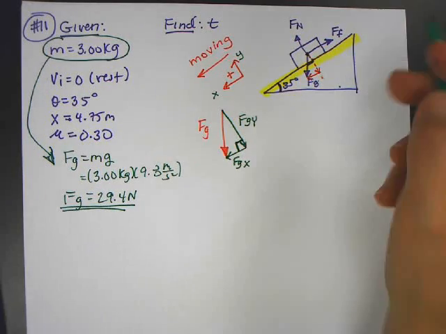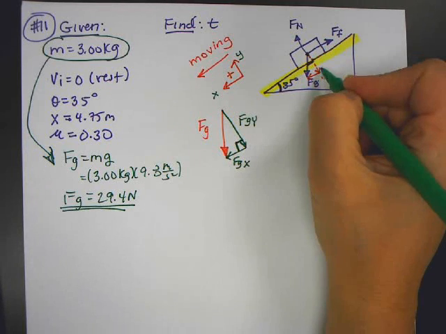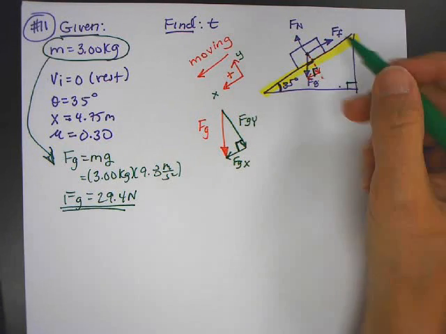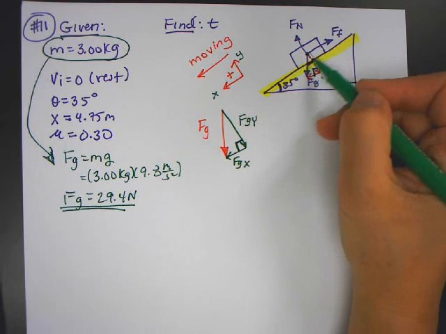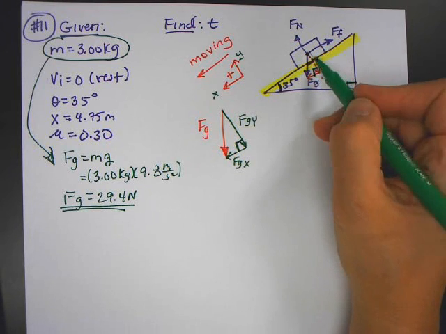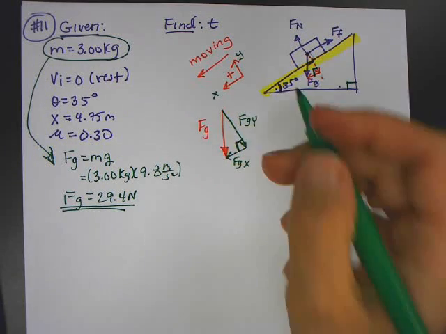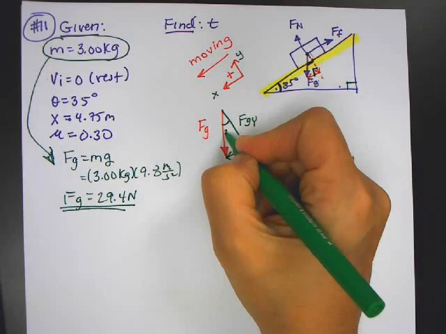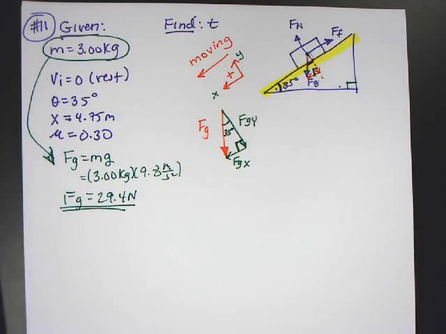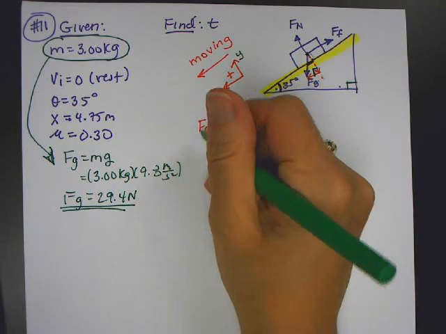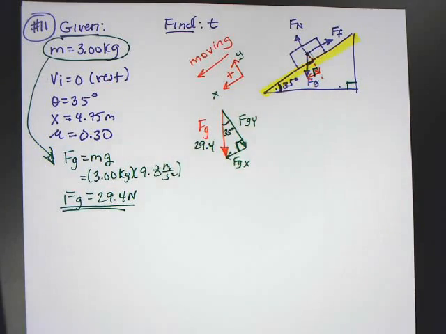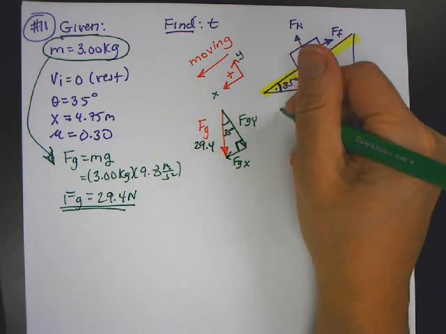These are similar triangles. Remember, this right angle here is similar to this right angle here. And because this is perpendicular to that and this is parallel to that, this angle and this angle are the same. So this angle here is 35 degrees. Now I just found FG. It's 29.4. So now I can find FGX and FGY.